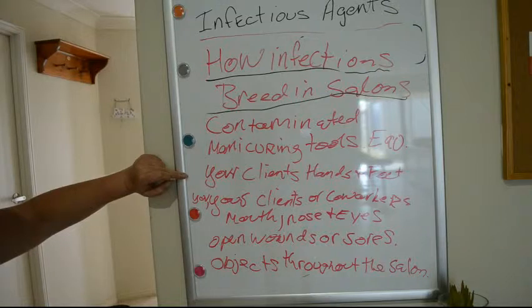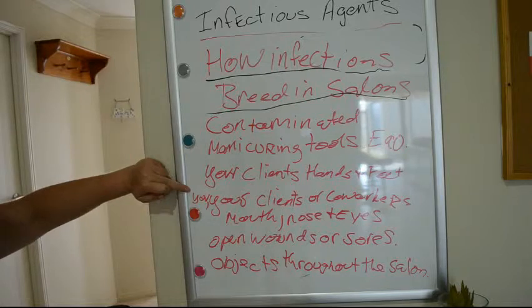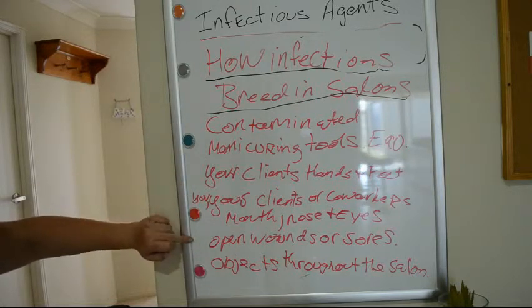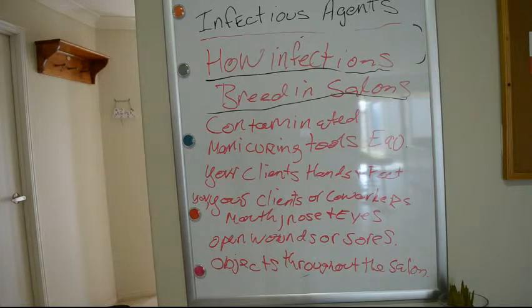Your clients, your co-workers, and your own mouth, nose and eyes. Anyone in the salon who has a cough, is sneezing or has a runny nose is a fountain of germs. Open wounds or sores: infected fluids may be transferred from one person to another through open wounds. And objects throughout the salon: germs collect on chairs, tables, towels, bottles, brushes, and everything else that is exposed to air in the salon. They collect on the fixtures in the restrooms and especially the door handles.